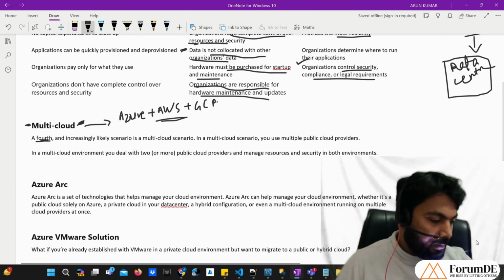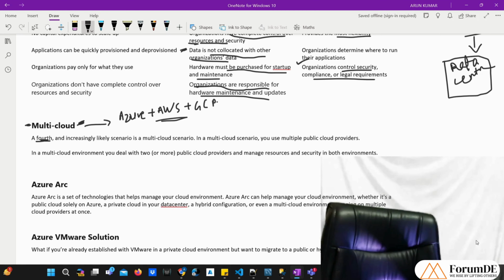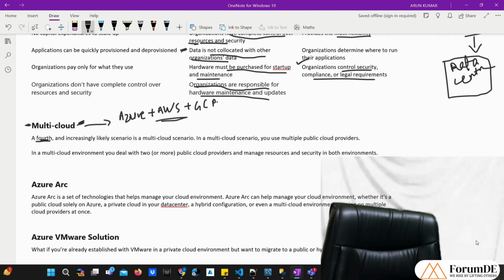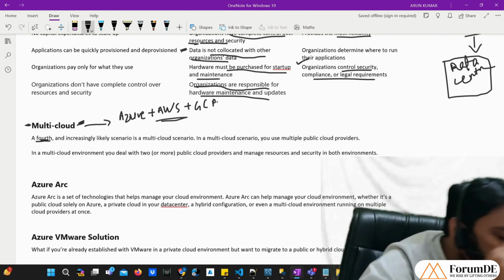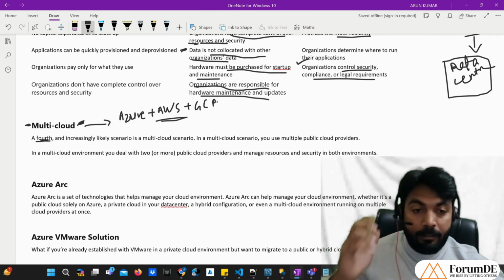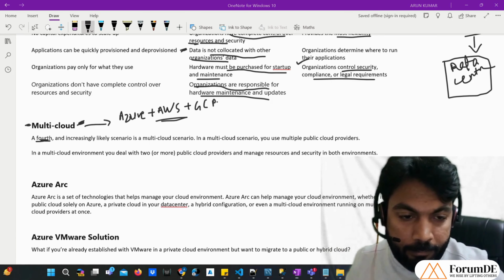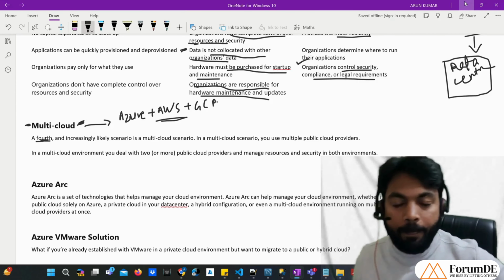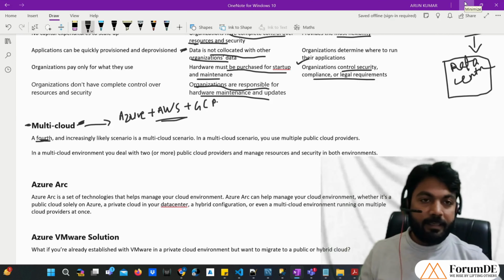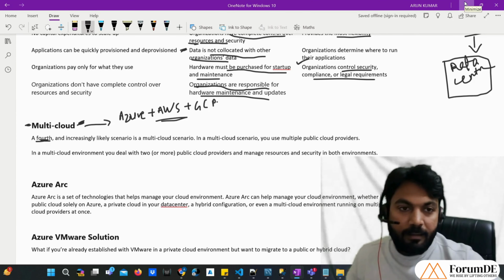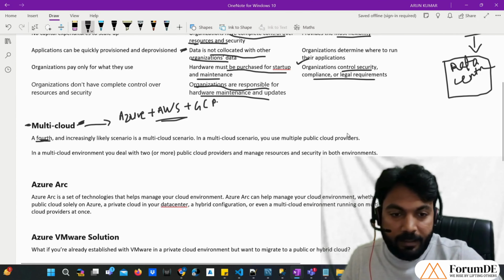Give me one minute, let me put my laptop on charge because otherwise it will shut down. Okay, so I had to put my laptop on charge, otherwise it would have been shut down.